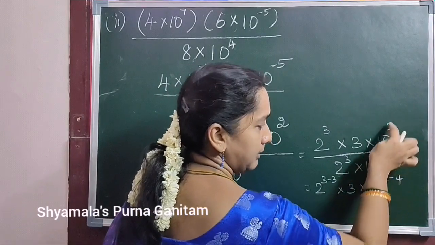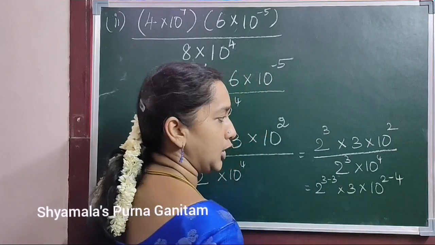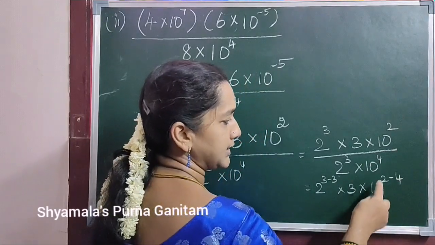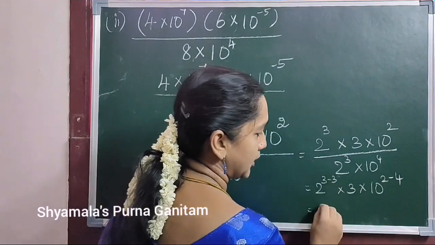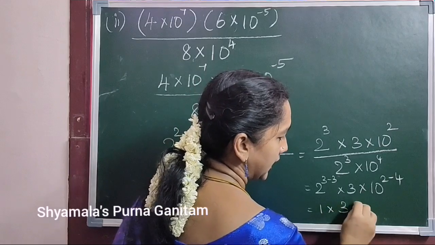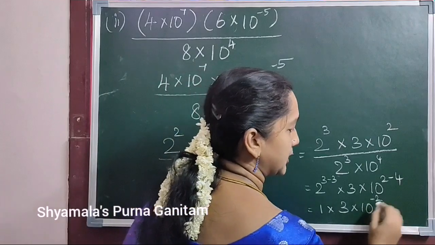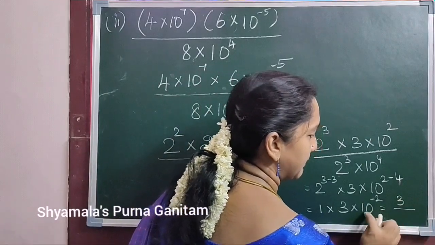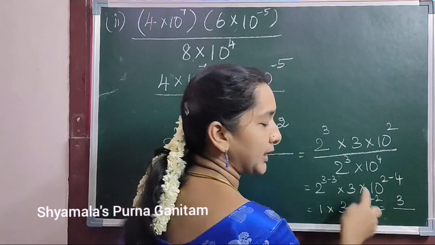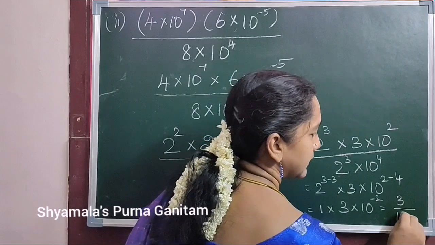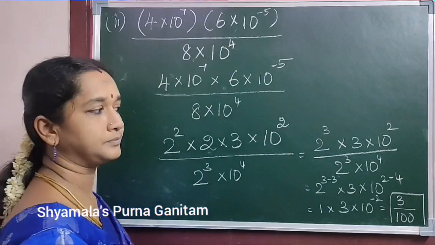This is in division. 10 power 2 divided by 10 power 4. So by the laws of real numbers, that is 10 power 2 minus 4. So this one is anything power 0. This is 1 into 3 into 10 power minus 2. Either you can leave it as it is, or if you simplify this further, you will get 3 by, again this 10 power minus 2, when you are bringing it to the denominator, it will become 10 power 2, that is 10 power 2 is 100. So the answer is 3 by 100.